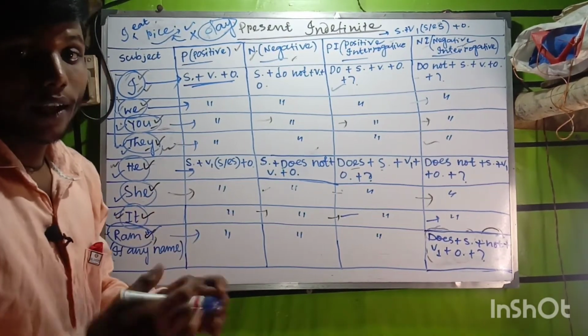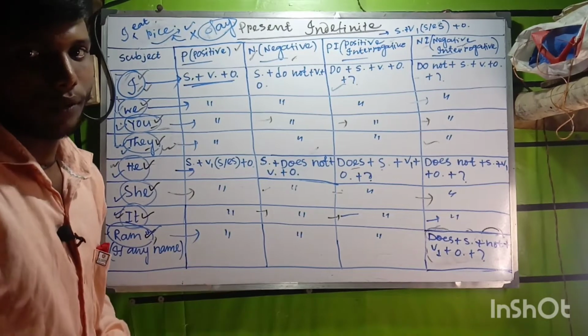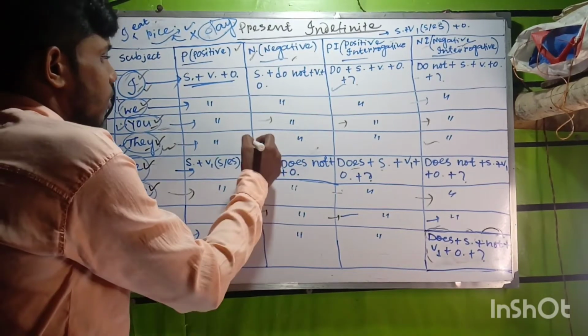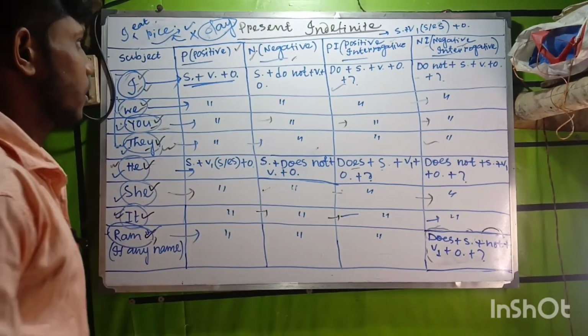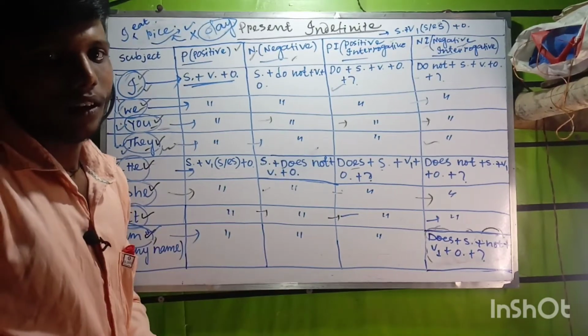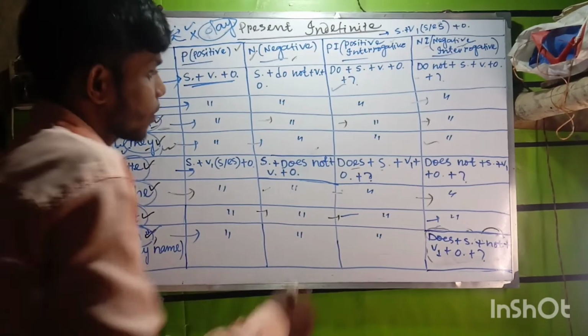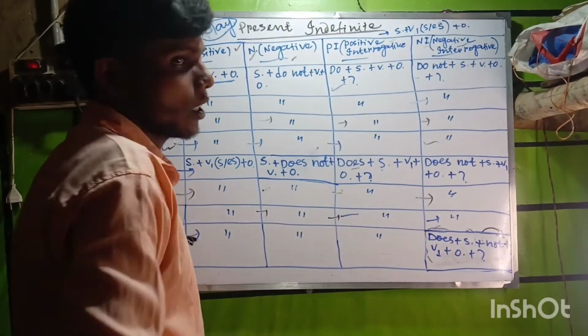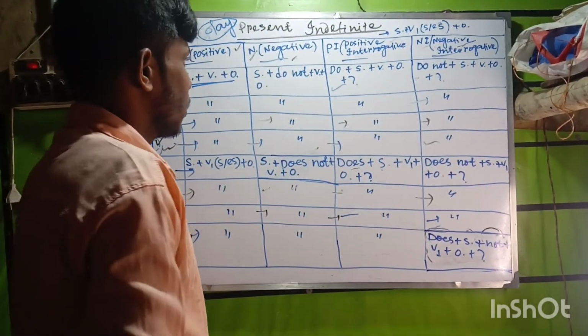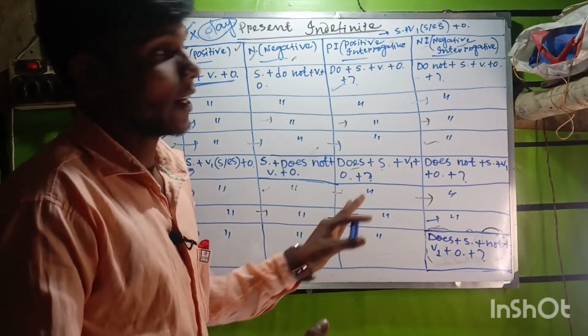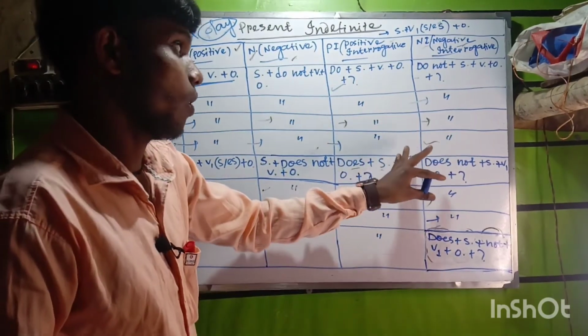They play. If I extend, they play football. Next one is, they do not play, or they don't play. If I extend, they do not play football. Next one is positive interrogative or affirmative interrogative. Do they play? If I extend, do they play football?